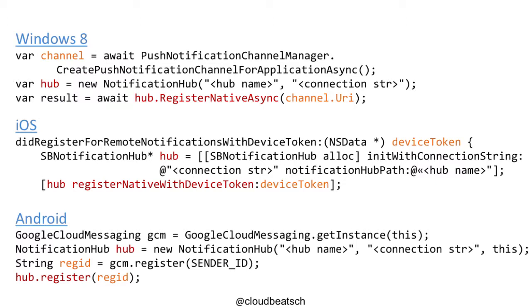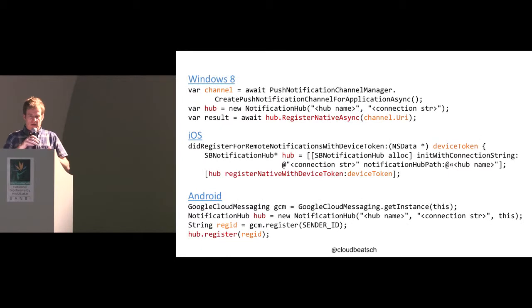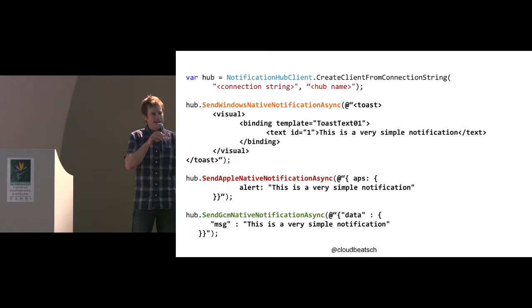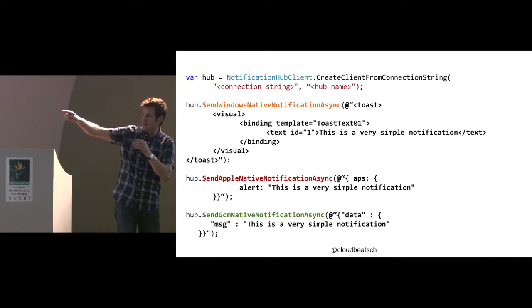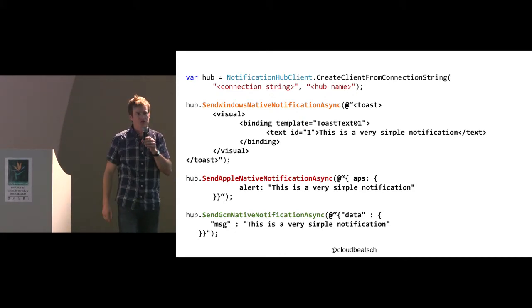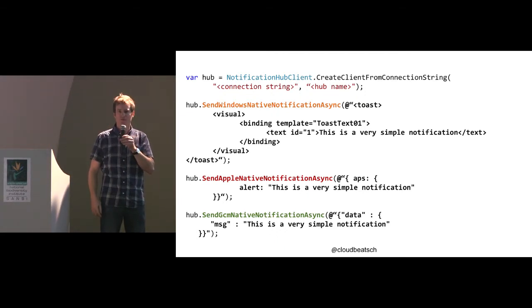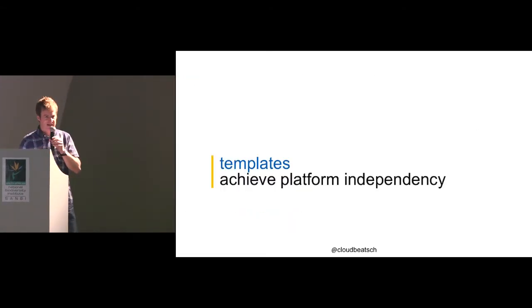Complexity because we still have to know what the different platforms are. If you want to send something to someone, is he actually using an Android device? Is he using an iOS device? So that means when I send the message, I still have to send it in its native format. So what you see is a Windows message, I actually send an APS message, and on the very bottom, an Android. They still look the same, and I still actually have to tell the hub what type of message this is. So let's remove that complexity.